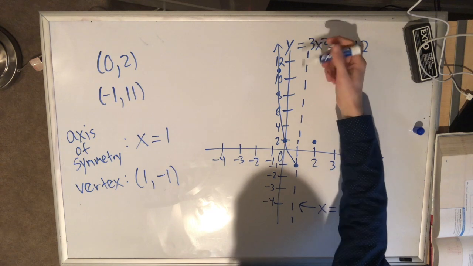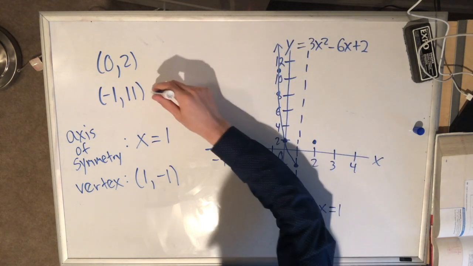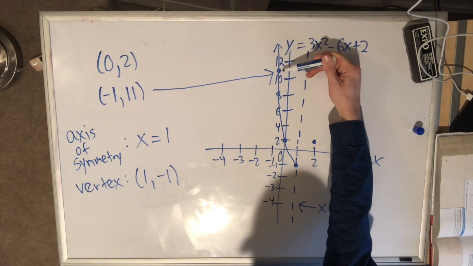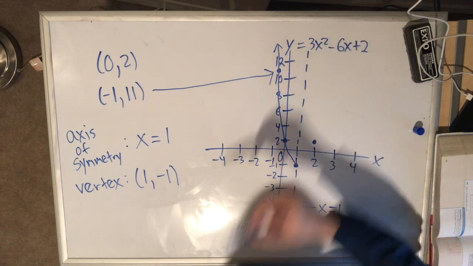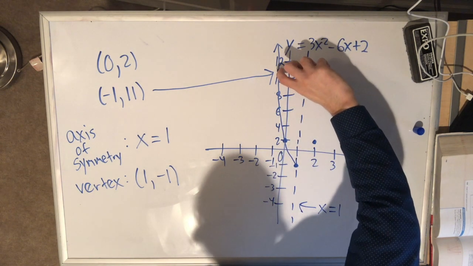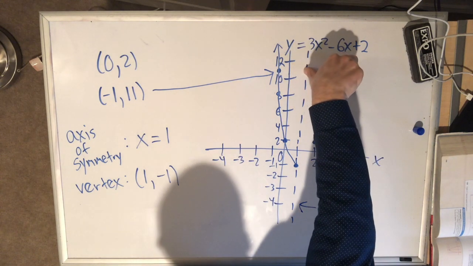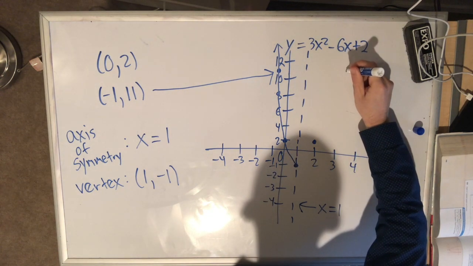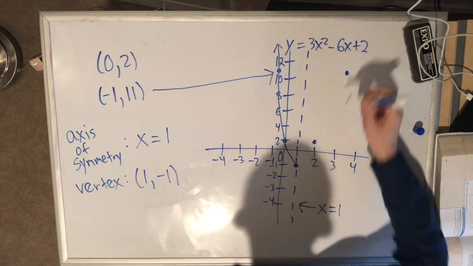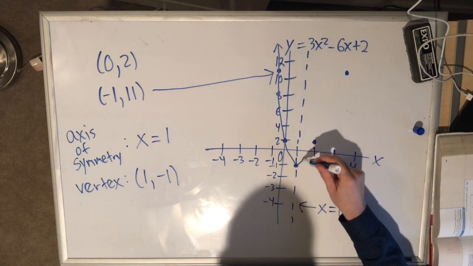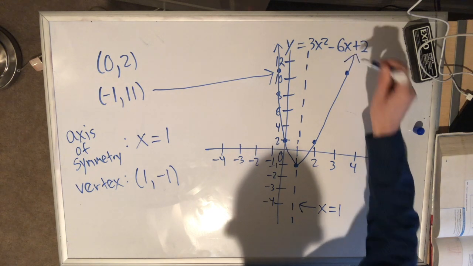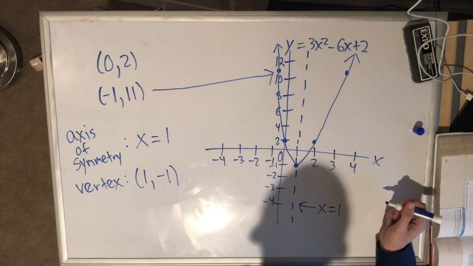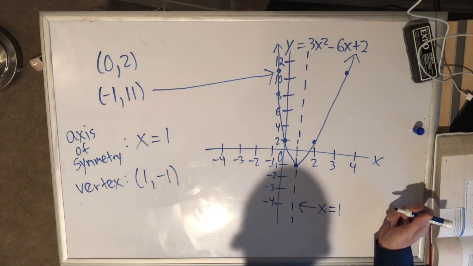And then we have the point -1 comma 11 right here, which is 2 to the left of the axis of symmetry. So reflecting that in the opposite direction, it's now going to be 2 to the right of the axis of symmetry. So 3 comma 11. If I was using graph paper, this would be easier. I highly recommend using graph paper. And it goes on forever in that direction. All right. So that's the end of example 2.